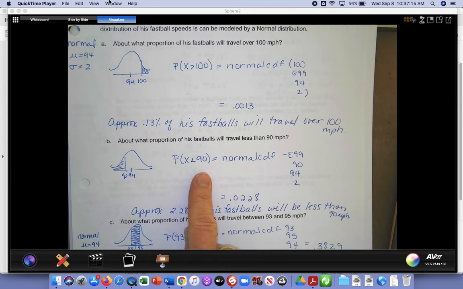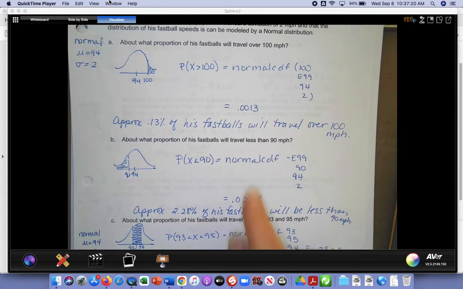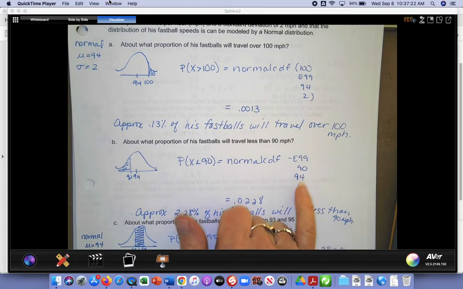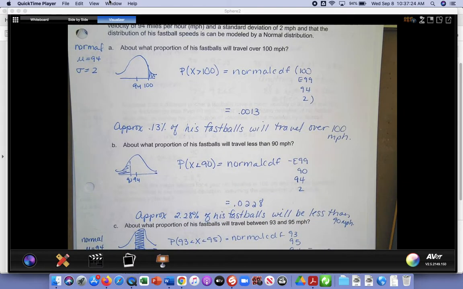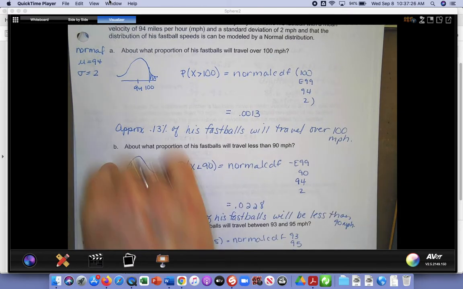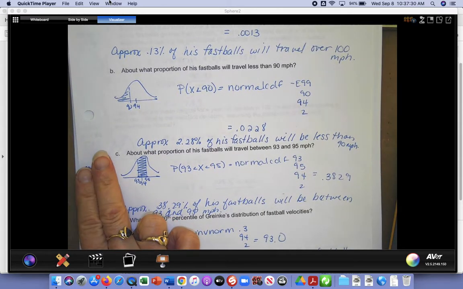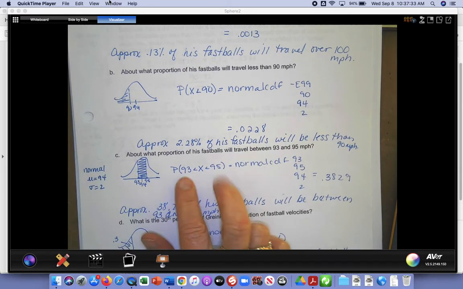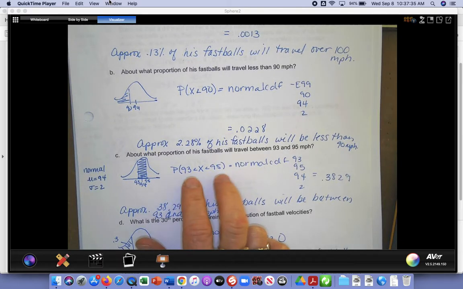This one right here, less than 90. Again, I'm finding the probability less than 90. You do not have to write that. I just wrote it. There's my negative infinity to 90, 94.2, approximately 2.28%. Again, I didn't rewrite that. Same problem. I wrote it again. You don't have to keep rewriting it. There's my new picture. I want to find the probability that I'm between these values right here.